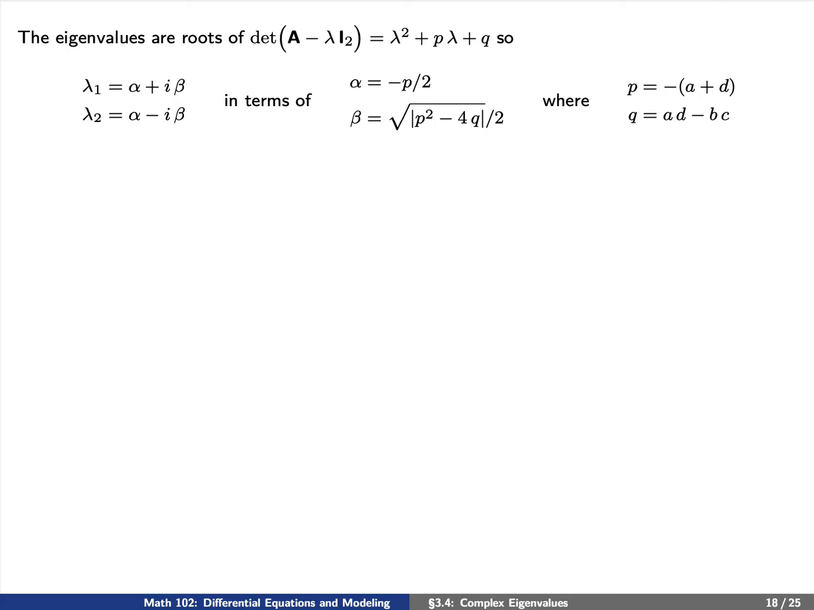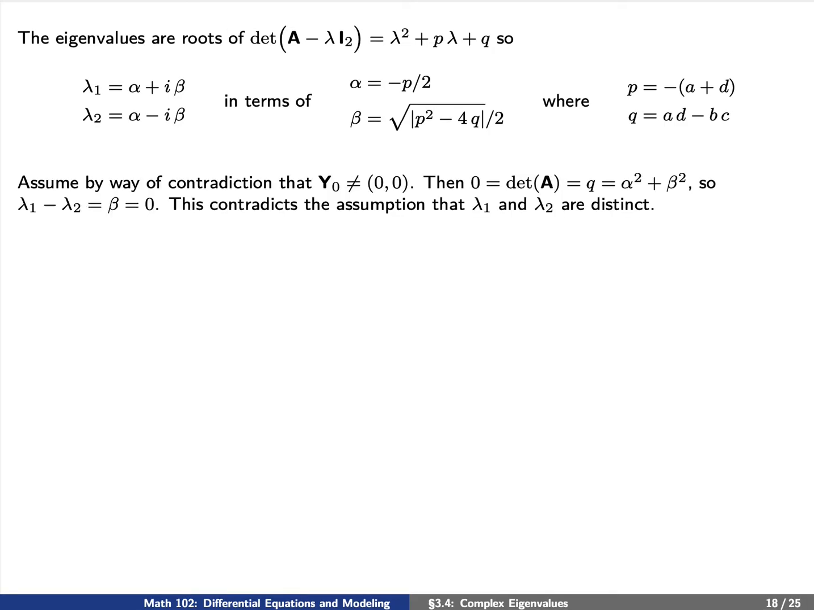Let's explain why this is true. First, by looking at the characteristic polynomial of our 2 by 2 matrix, we can explicitly write out the eigenvalues lambda 1 and lambda 2, and we do indeed see that we can express them in terms of real numbers alpha and beta. Now we'd like to show that the origin is our only equilibrium point. Let's assume by way of contradiction that this is not true, that there is a different equilibrium point. Then this means that the determinant of our 2 by 2 matrix must be 0, and so we're able to conclude that both alpha and beta must also be equal to 0, thereby showing that lambda 1 equals lambda 2. This of course contradicts the assumption that our eigenvalues were distinct complex numbers.